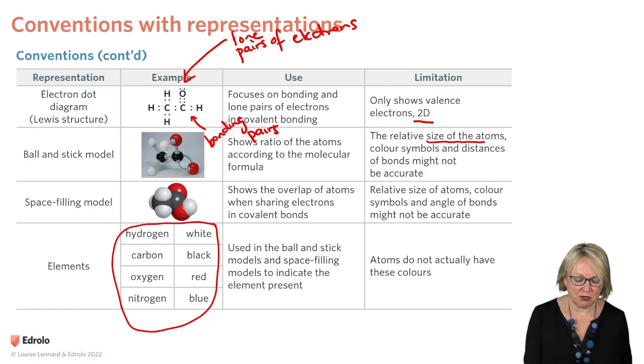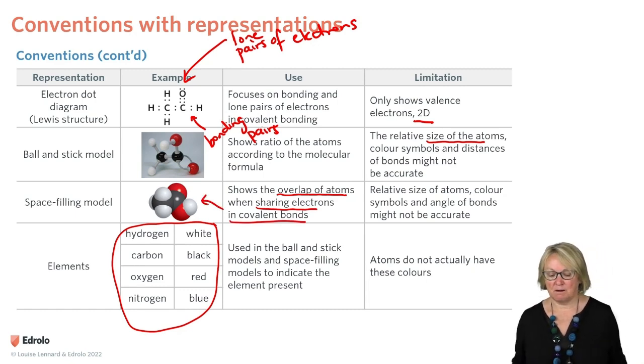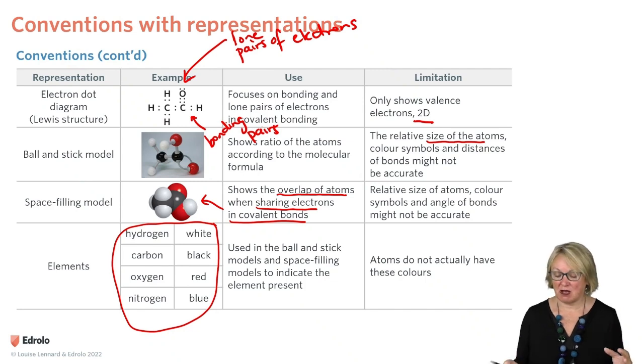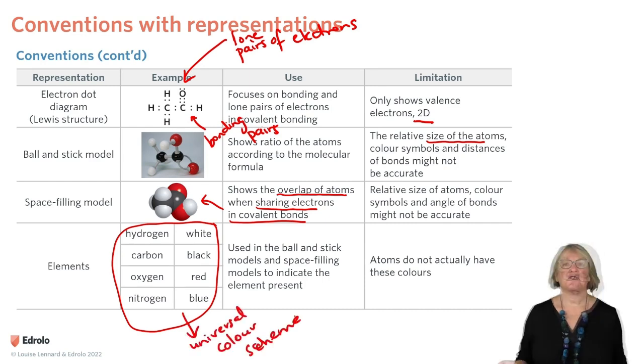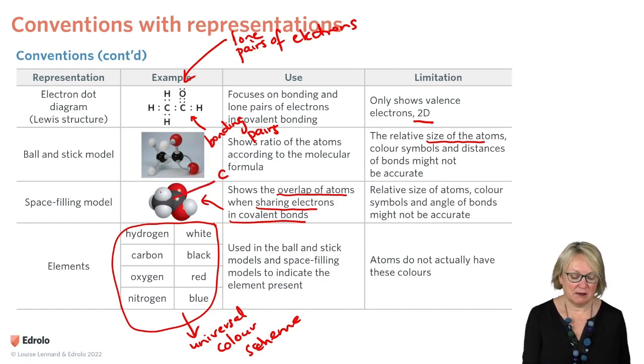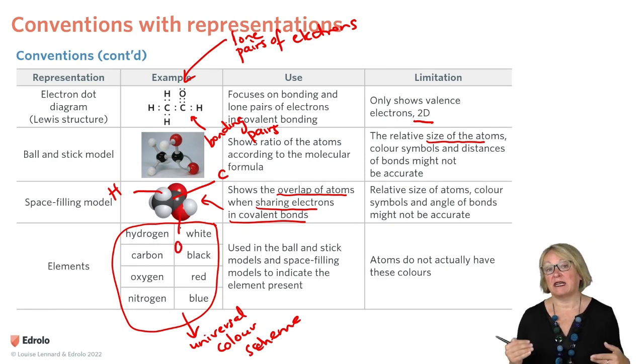A space-filling model has the advantage that it shows the overlap when sharing electrons in covalent bonds, but a limitation is that it doesn't show the relative size of atoms. The angle of bonds might not be accurate. And this universal colour scheme can be useful when you're looking at a model. You know that the black one is carbon, the white is hydrogen, the red is oxygen. That can be handy in interpreting, but the atoms don't actually have those colours.